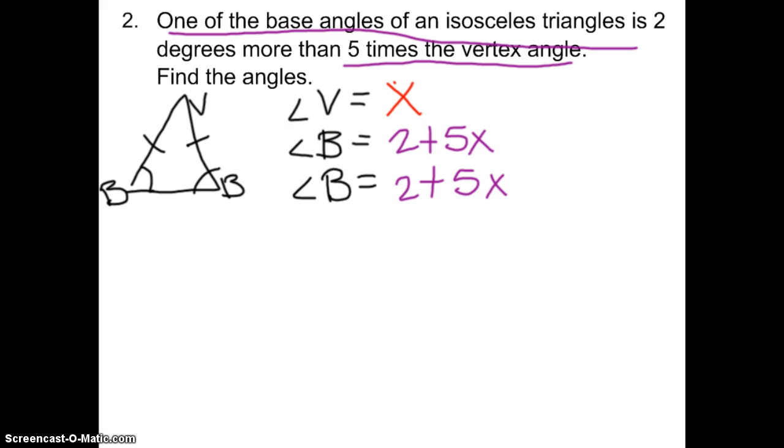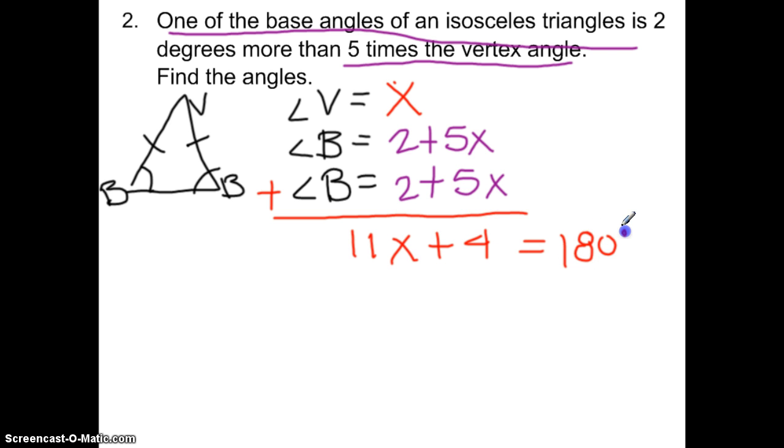Just like before, we're going to add all three of our triangle's angles together, and you should get 11x plus 4, and we're going to set it equal to 180 because there's 180 degrees in a triangle. You're going to solve for x. When you solve, you get 11x equals 176. Divide by 11 on both sides, and you get x equals 16 degrees.